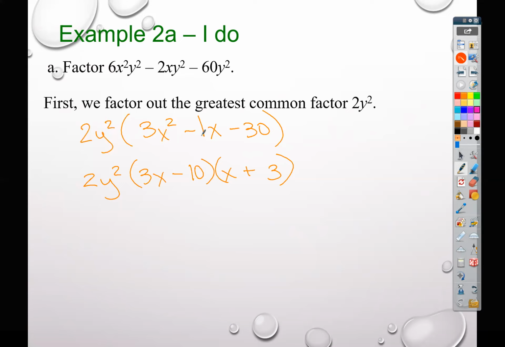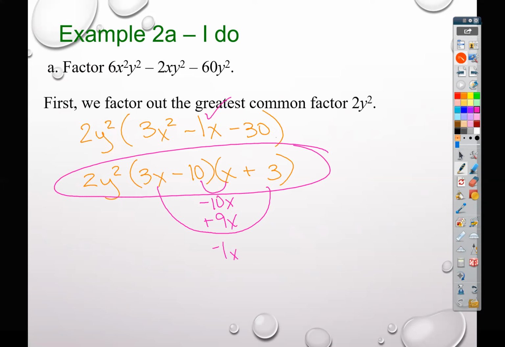Okay, so I need to get a -1, right? So this will give me a negative 10x. This will give me a positive 9. So if I combine those, I get that -1x that I need in the middle. So this is my final answer.